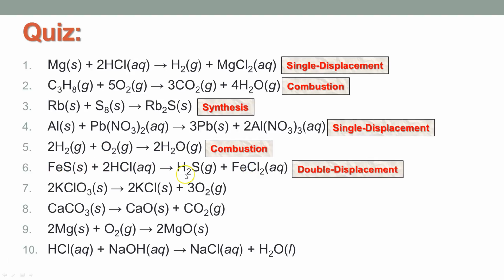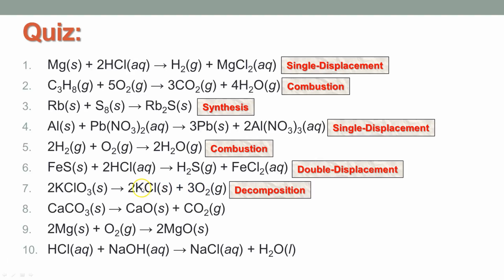Iron arrived with sulfur and is going to be leaving with chlorine. Double displacement, and the sulfur arrived with the iron and is going to be leaving with the hydrogen. So both of them switched their partners. Double displacement reaction. Next one, potassium chlorate is going to make potassium chloride and oxygen.